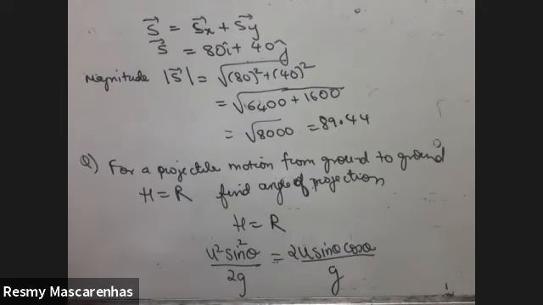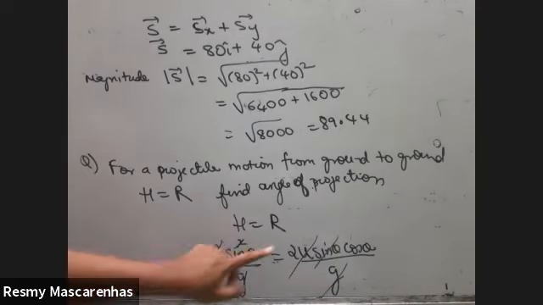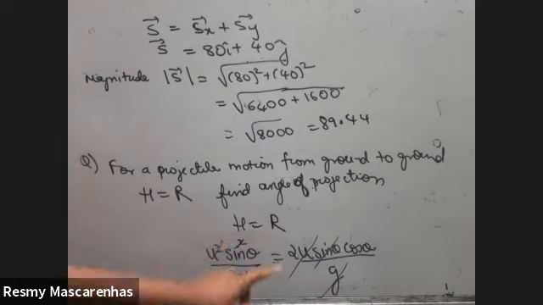Now whatever is getting cancelled, you can cancel on both sides. g and g will cancel, one u will cancel, and one sin theta will cancel, because sin square theta can be written as sin theta into sin theta. So what will happen? One of these will go with the square. This two and this two you cannot cancel. Only if the two was on top could you cancel.